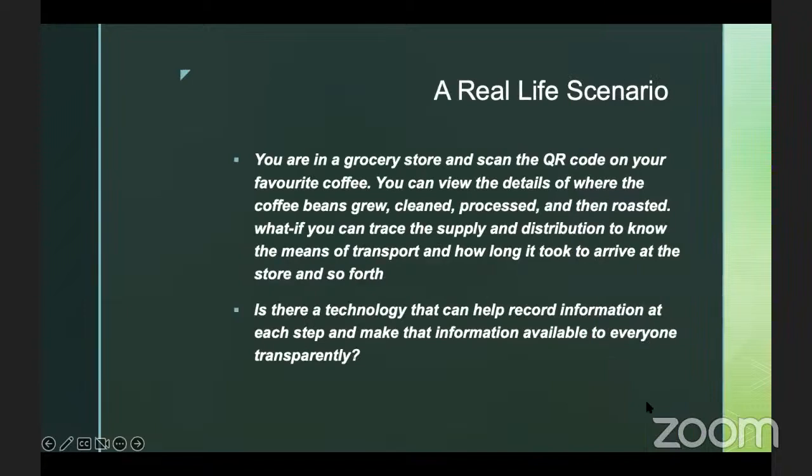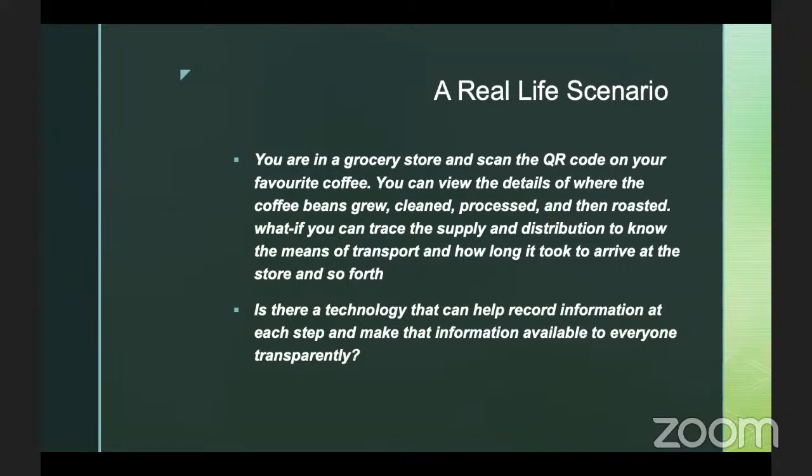Let's see a real life scenario. Suppose you're in a grocery store and you're scanning the QR code to buy your favorite coffee. Let's see what happens. While you are buying your favorite coffee, you'll be able to see every detail of that coffee. You can view where the coffee beans grew. It might be coming from a faraway village. You will be able to see where it is grown, how it is cleaned, processed, and then roasted.